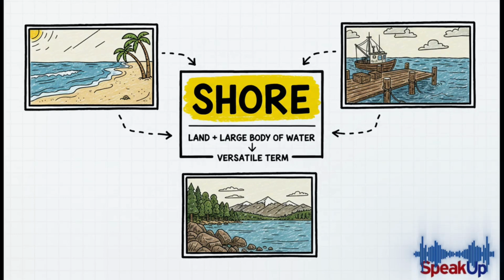And then we have shore. This is your catch-all term. It's just the land that borders any big body of water. Could be an ocean, a sea, a big lake, whatever. So here's the thing. Every single beach is a shore, but not every shore is a beach. You could totally have a rocky shore with absolutely no sand in sight.